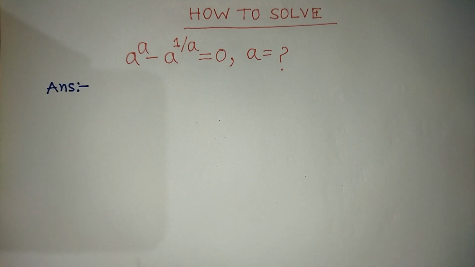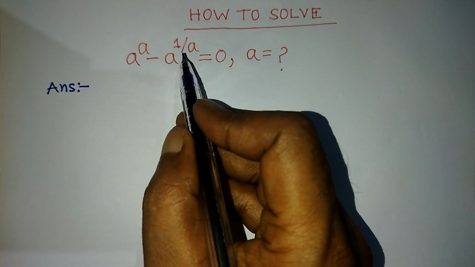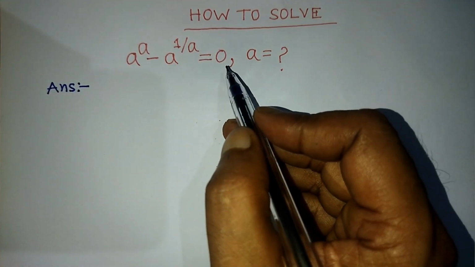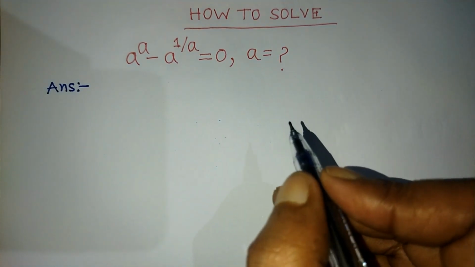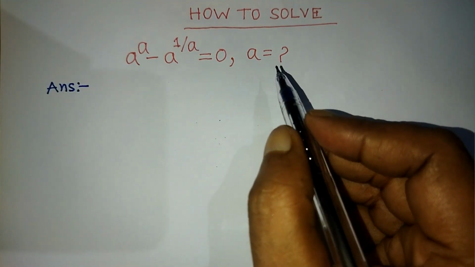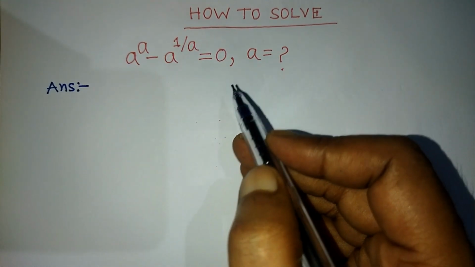So my dear student, today our question is: a to the power a minus a to the power 1 over a is equal to 0. Then find the value of a. So student, in this video I will tell you how to find the value of a from this exponential equation.